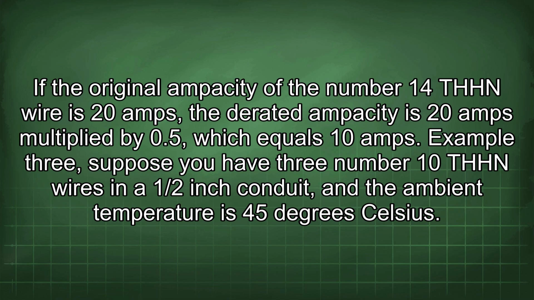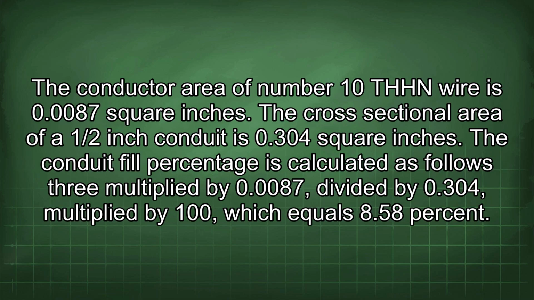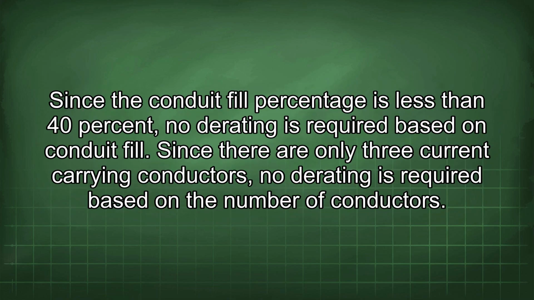Example 3. Suppose you have 3 number 10 THHN wires in a 1/2 inch conduit and the ambient temperature is 45 degrees Celsius. The conductor area of number 10 THHN wire is 0.87 square inches. The cross-sectional area of a 1/2 inch conduit is 0.304 square inches. The conduit fill percentage is calculated as follows: 3 multiplied by 0.87 divided by 0.304 multiplied by 100, which equals 8.58%. Since the conduit fill percentage is less than 40%, no derating is required based on conduit fill.